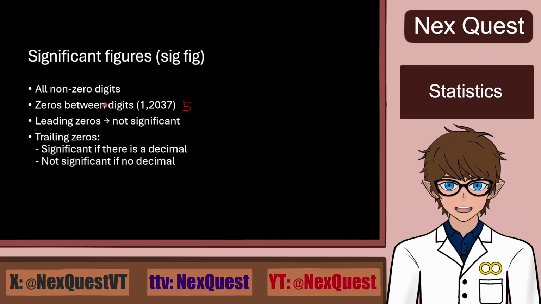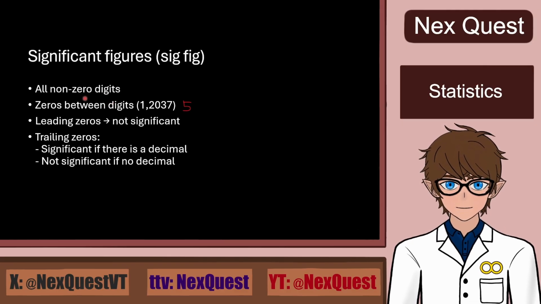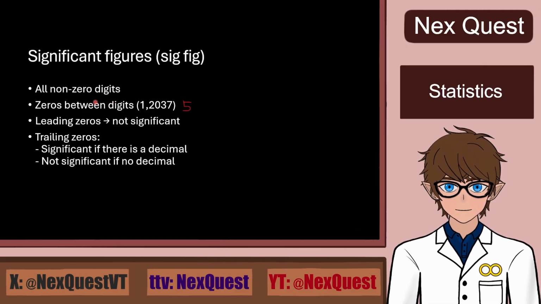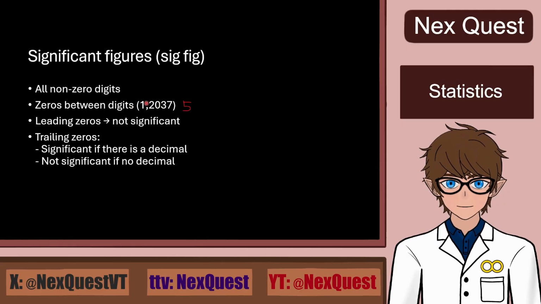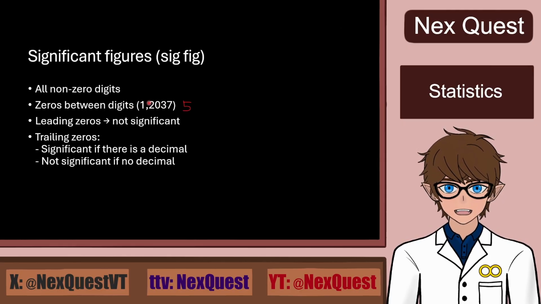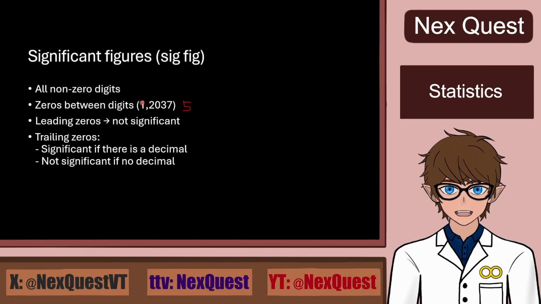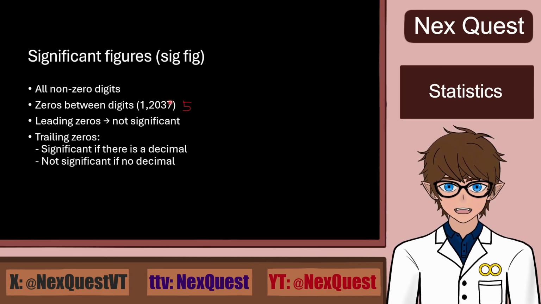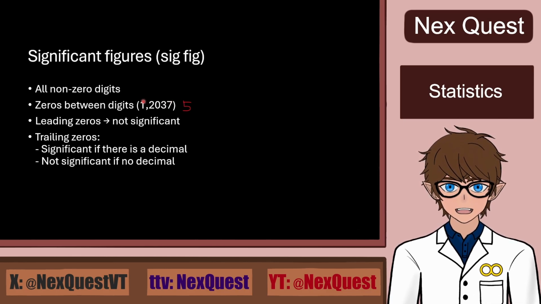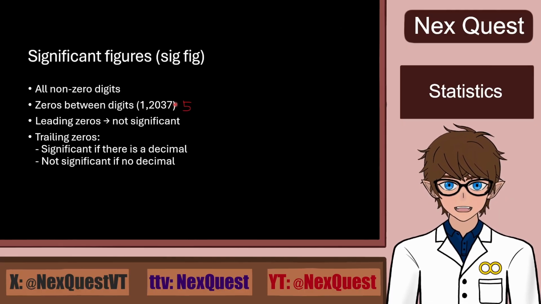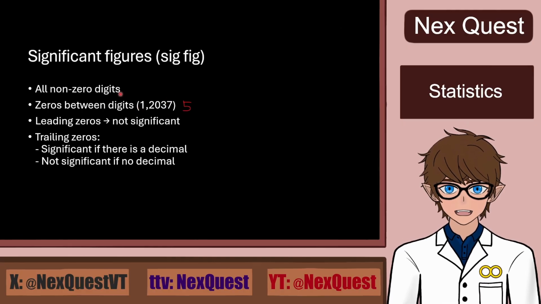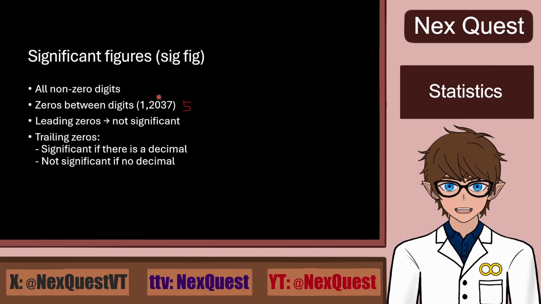Next, we have 3 rules for zeros. The first possible is that zeros are between other digits, like here, where we have an example of 1.2037. This is 5 significant figures. Why? Because we look at the first and the last digit, and then all between are significant figures. And we just count them. That's as easy as it is. Look at the first and the last digit that are not 0, and then add the count together.